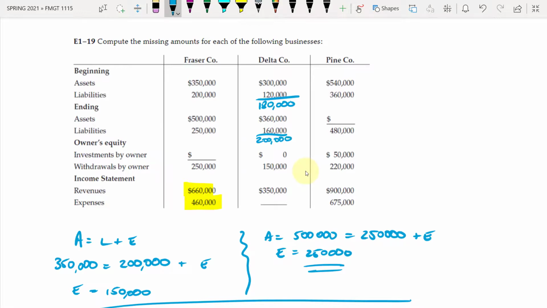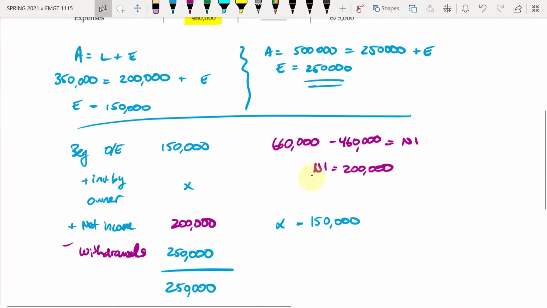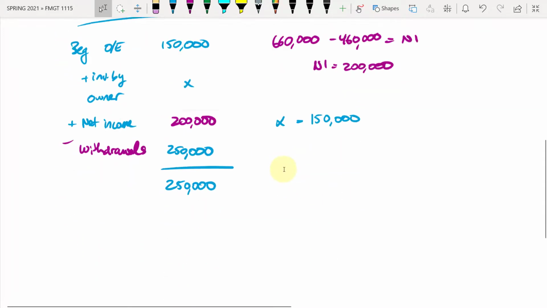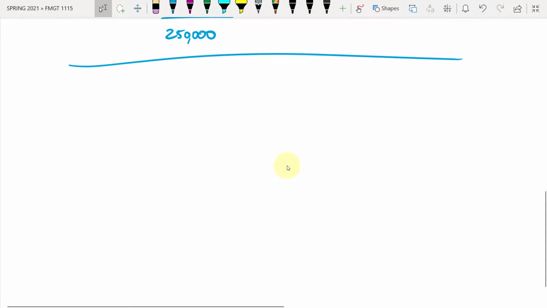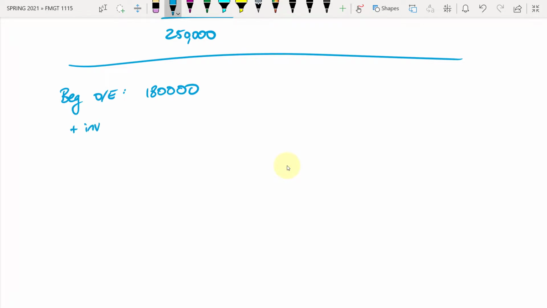Okay, and what else do we know? Well, we know our investments by owner were $0, our withdrawals were $150,000. We know our revenues were $350,000, and we're looking for our expenses. All right, so if we know all of that, let's see if we can put this back into our equation and figure all of this out. Our beginning owner's equity, again, was $180,000. To that, we'll add our investments by owner. And our investments by owner were, how much were they? $0.